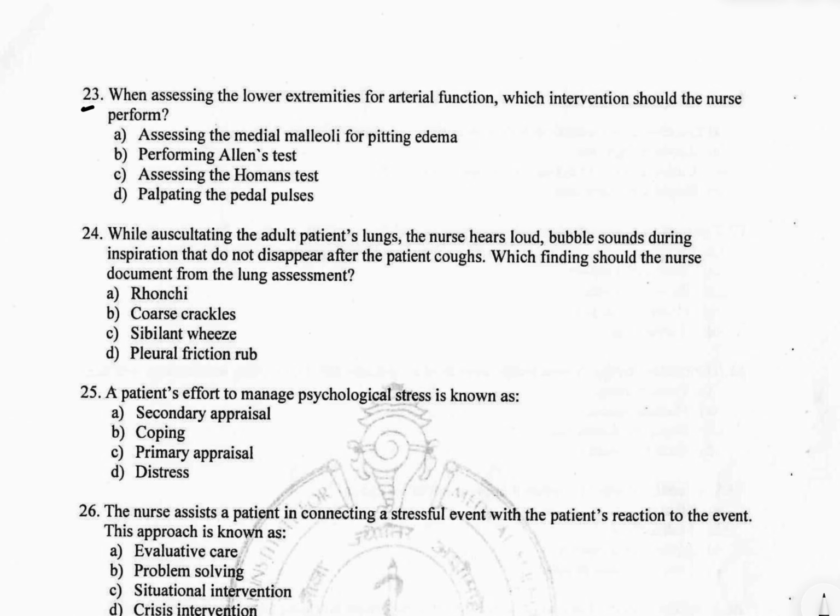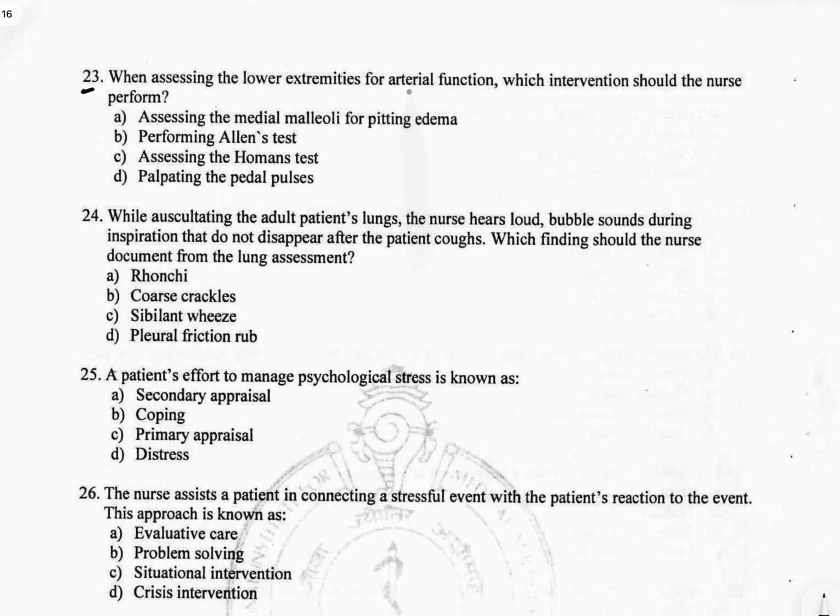The question is about assessing the arterial functioning of the lower extremity. The first option is about pitting edema, so that's not the answer. Second one is Allen's test. What is Allen's test? Allen's test is used to check the patency of the arteries of the arm, especially before the procedure of IV cannulation. So Allen's test always applies to the arms. This is not the answer because they are asking about the lower extremities.